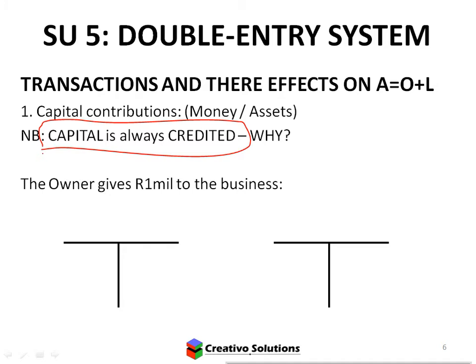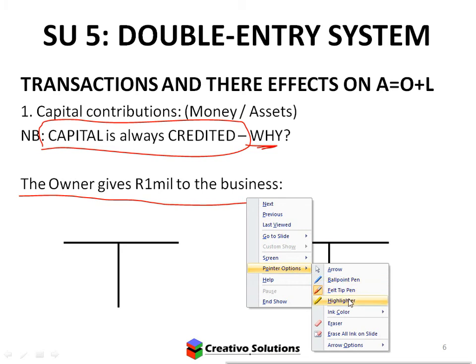Okay, so now I know what I need to do. I need to understand why I do that. Okay, that's the key. The first one is easy because capital is capital. When I look at the transaction, this is what you'll be given. You'll be given this in your assignment, you'll be given this in your exam, you'll be given a transaction. So they've described it. They've said, the owner gives 1 million to the business.